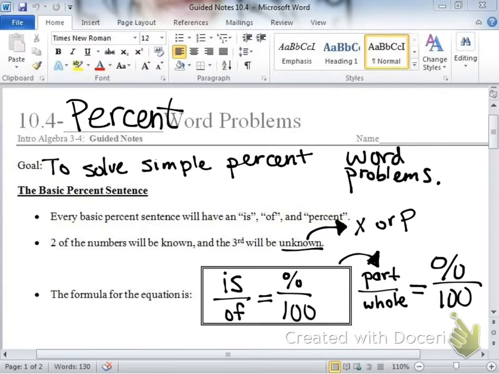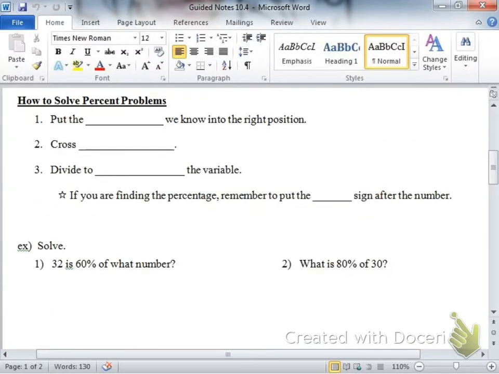Any questions so far? So we're going to start by putting the numbers we know in the right position. So remember, I told you you'll know two of those numbers. Put the ones you know in the right spots. Once you've plugged in the two numbers that you know, we have to solve for that one that we don't know. We do that by cross multiplying.